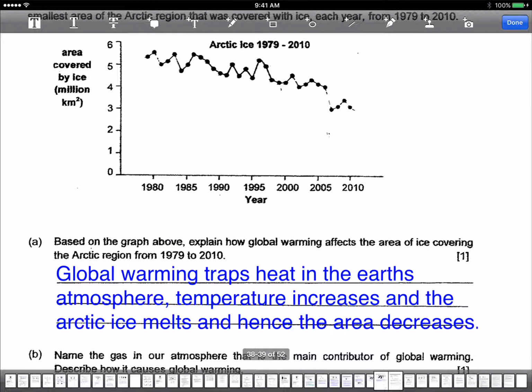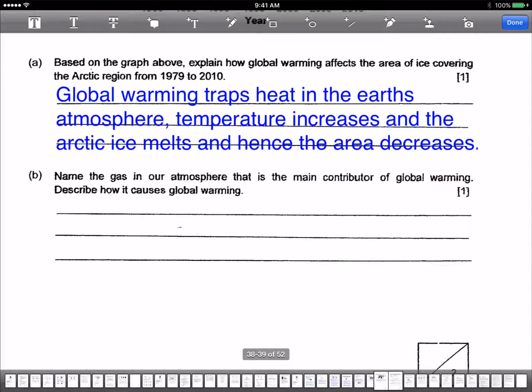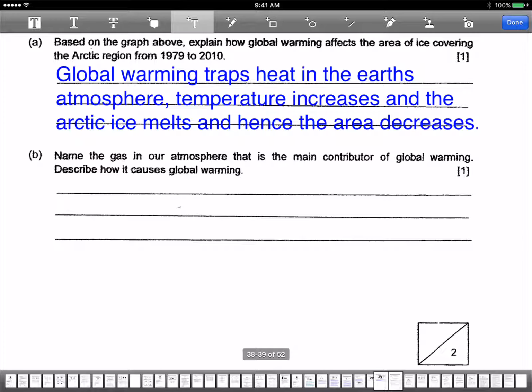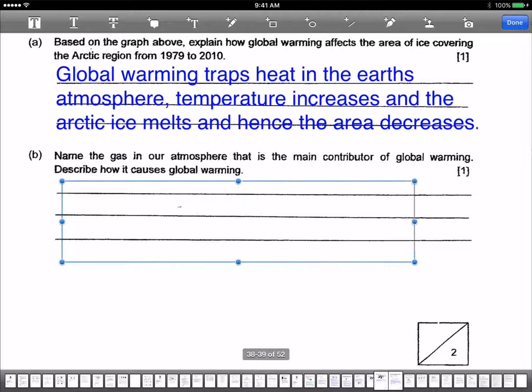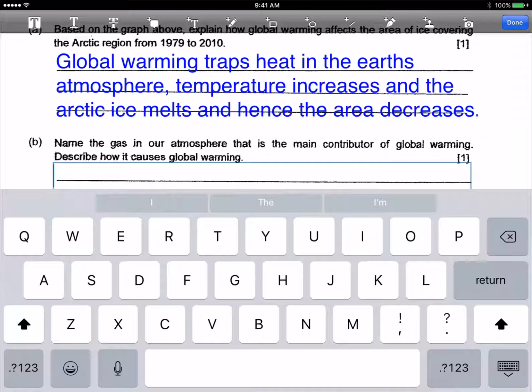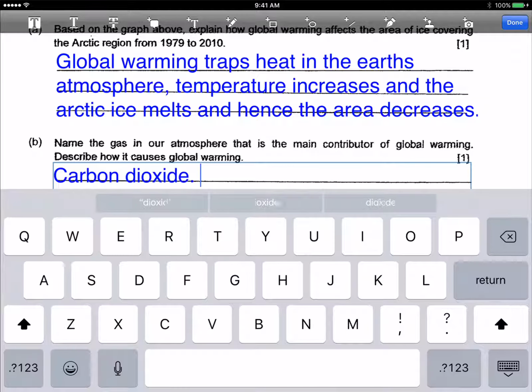Okay, then next. Name the gas in our atmosphere that is the main contributor of global warming. Carbon dioxide. Okay, how does it cause global warming? How does carbon dioxide cause global warming, Alisa? When carbon dioxide is released into the air, the air becomes warmer, thus the heat will melt the ice in the Arctic region.